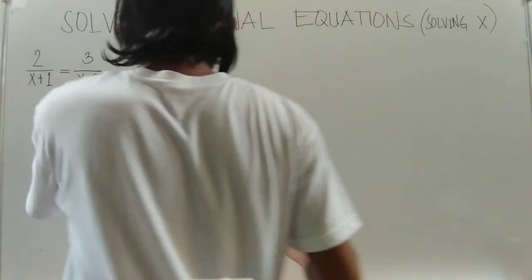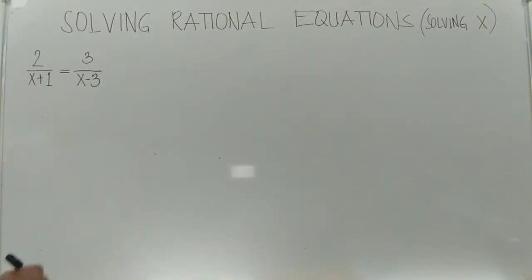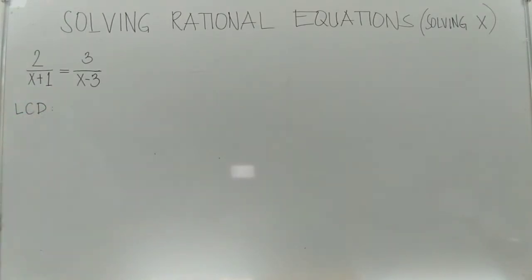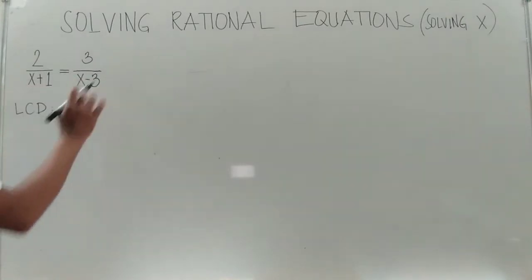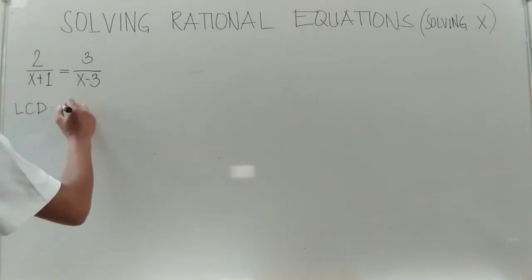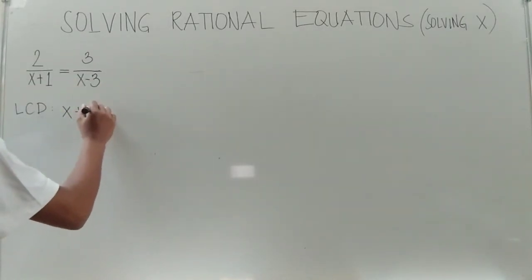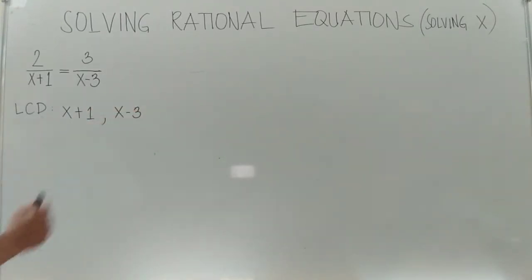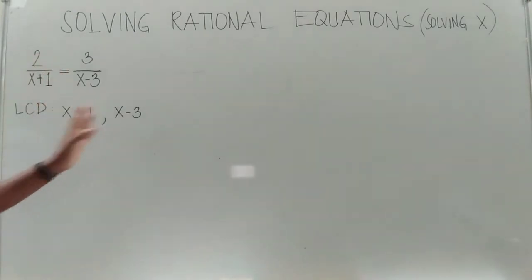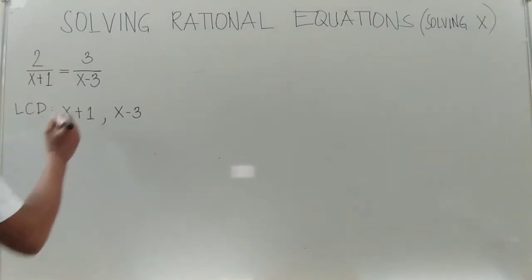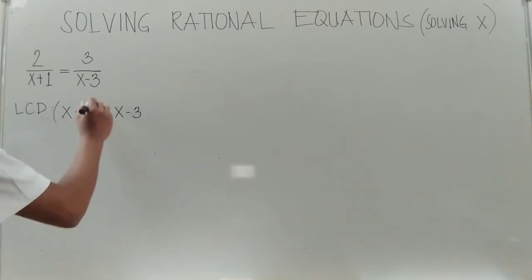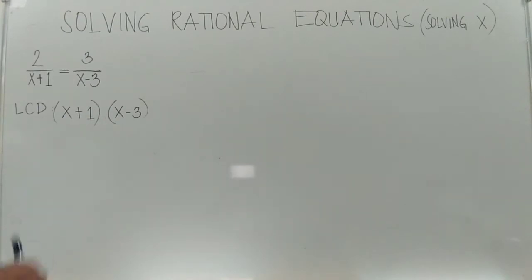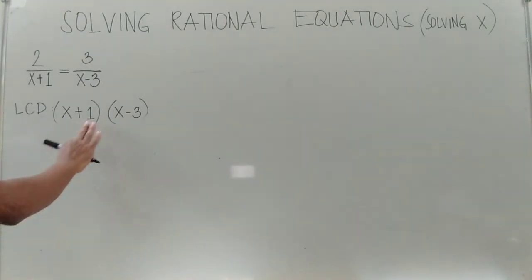To simplify and solve this one, again, our first step is using your LCD. Just identify the denominators. The denominators are x plus 1 and x minus 3. They don't have any common factors, so we will use both of them as our LCD. So easy. Now let us proceed.